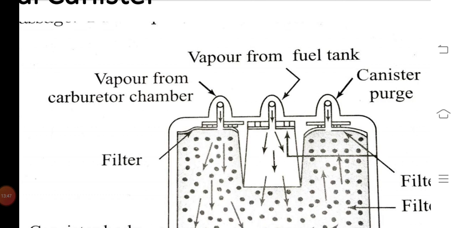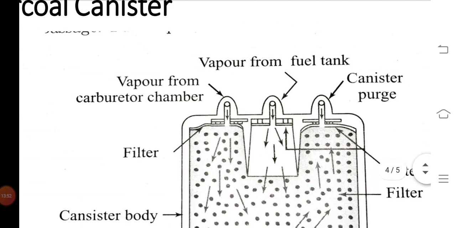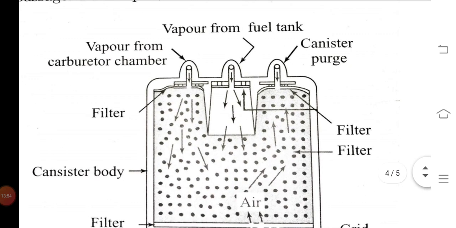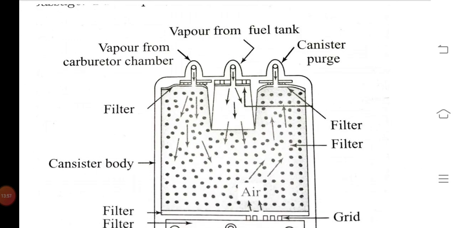The flow of these vapors is shown by the arrows, which is toward the downward direction. When the engine is not running, the fuel vapor flows in this way. The fuel vapors are also absorbed by the charcoal particles present in the canisters.